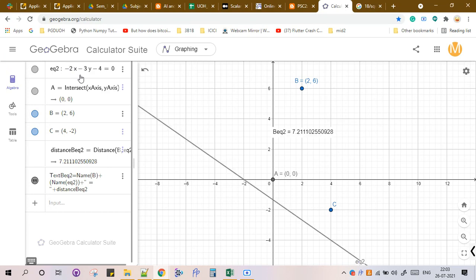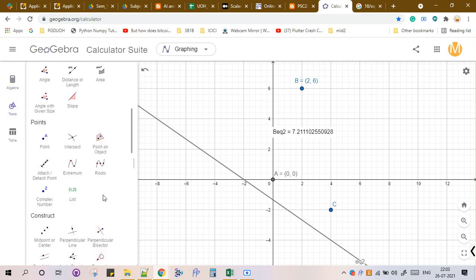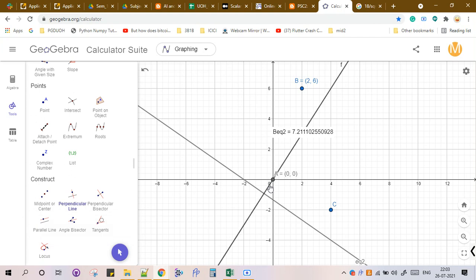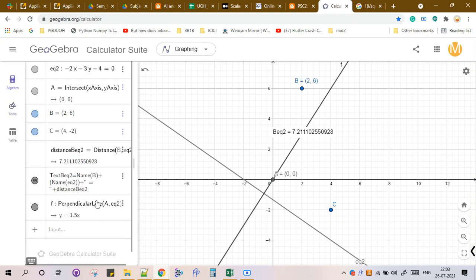Definitely we can have a line like this. Then the W would be here. W is nothing but minus 2, minus 3, somewhere here. And there is one more thing here, a perpendicular line. Let's see the equation of this perpendicular line: Y equals 1.5x. If you put minus 2 here, minus 2 multiplied by 1.5 gives minus 3. So this is minus 2, minus 3. This is W basically.